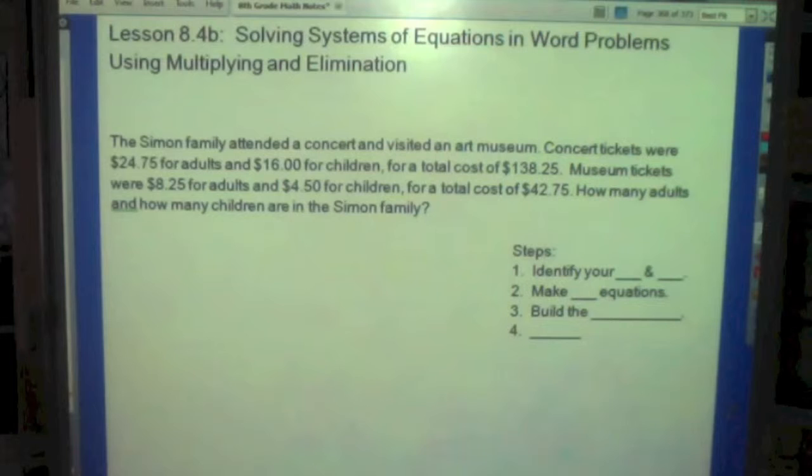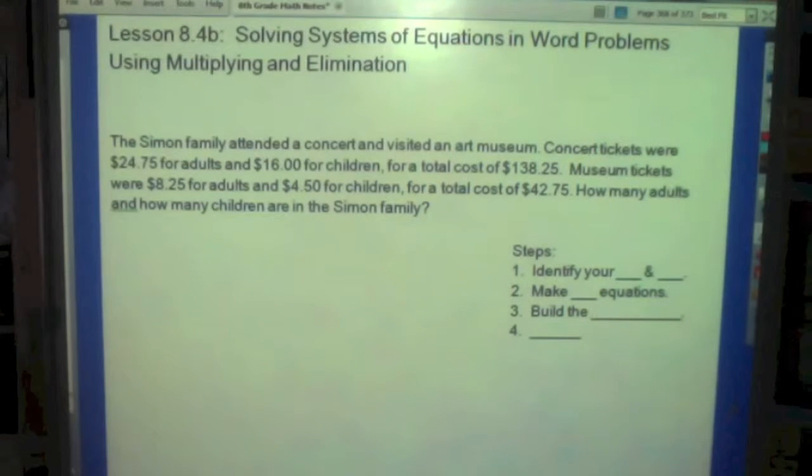All right, my math friends, we are continuing on with Chapter 8. We have Lesson 8.4b, and we are going to be working on word problems, and we're going to be doing the same thing we did on Friday. We're going to use that same exact shortcut I showed you, but this time we're just going to apply it to some word problems.